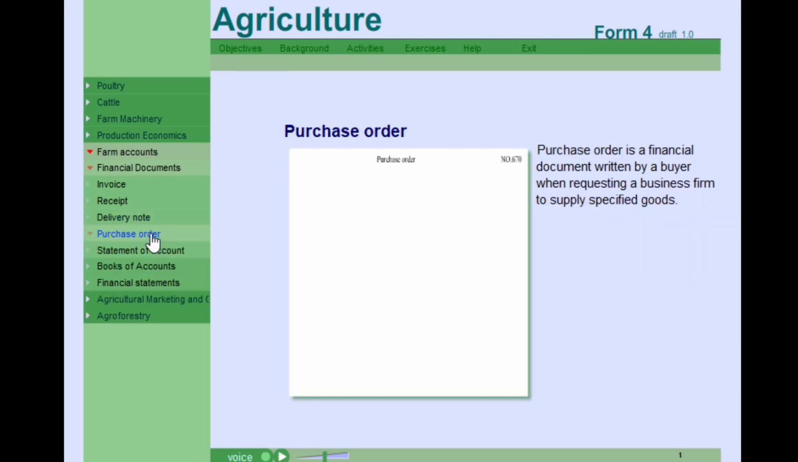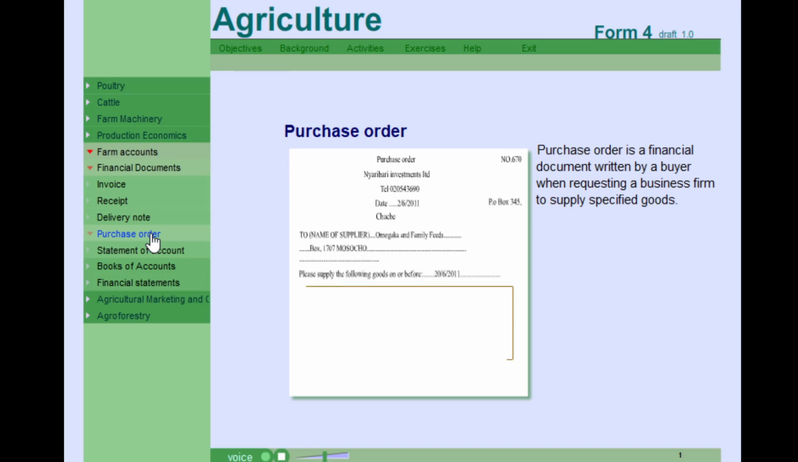Purchase order. Purchase order is a financial document written by a buyer when requesting a business firm to supply specified goods.